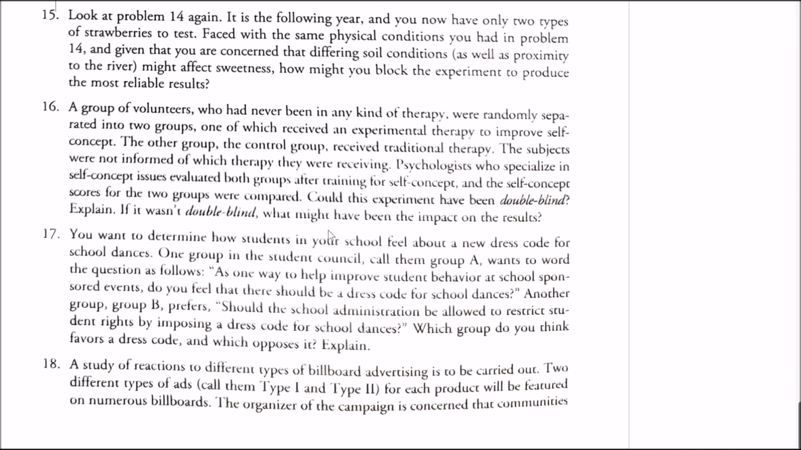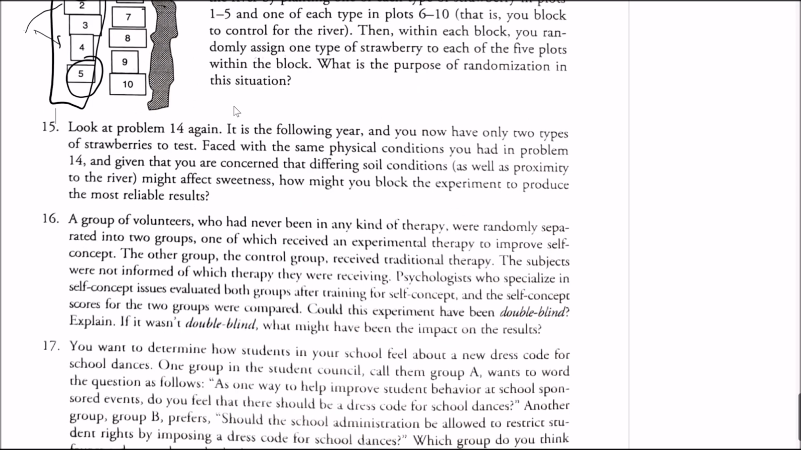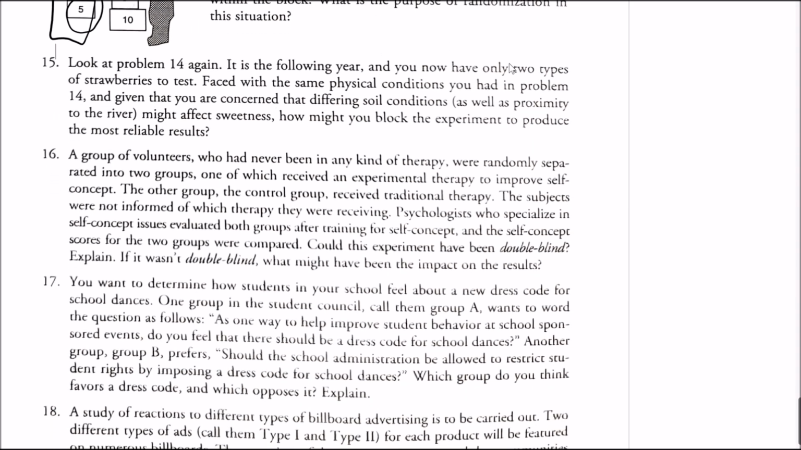All right, so number 15, look at problem 14 again. It is the following year, and you now have only 2 types of strawberries to test. Faced with the same physical conditions you had in problem 14, given that you're concerned that different soil conditions as well as proximity to the river might affect sweetness, how might you block the experiment to produce the most reliable results?